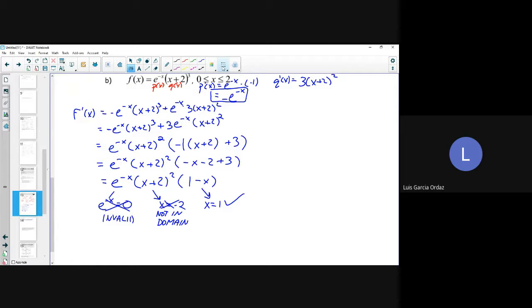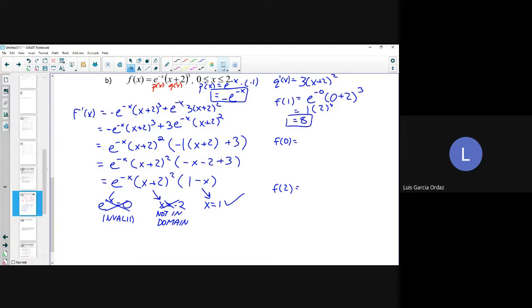So now I have three things to evaluate. I have to evaluate f at 1, I have to evaluate f at 0, and I have to evaluate f at 2. So let's evaluate f at 0. I get e to the negative 0 times 0 plus 2 to the power of 3, which gives me 1 times 2 to the power of 3, which gives me 8.